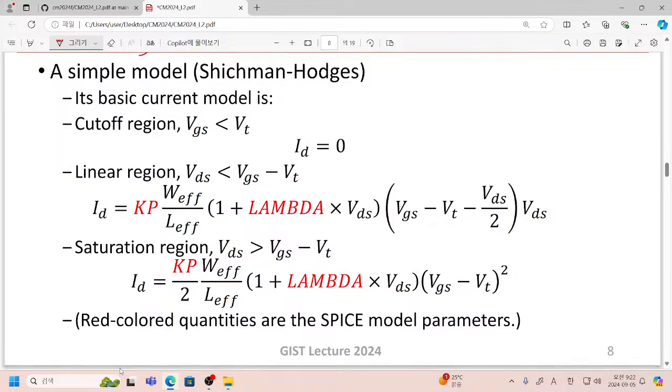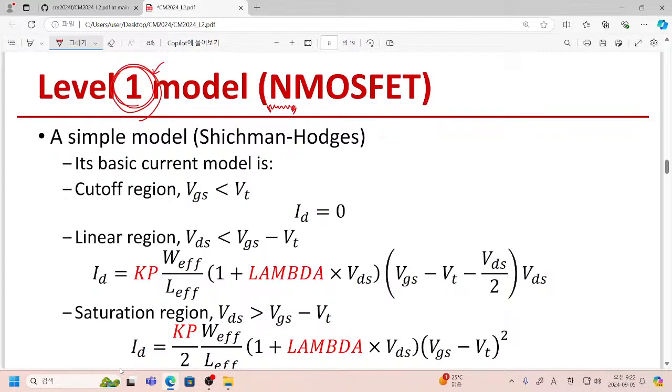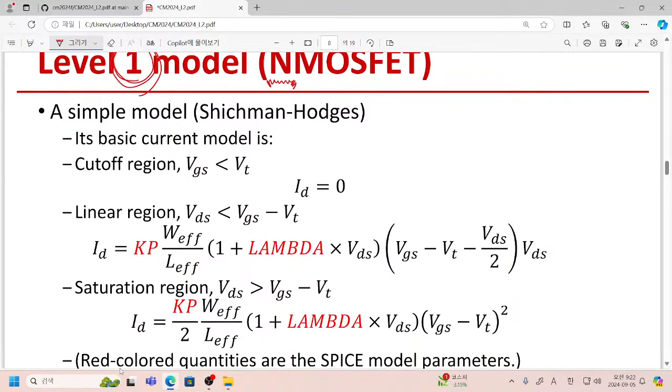So let me briefly show the different operational regions here. Yes, in this case we have introduced 3 different regions. One is the cutoff region. It means that no current is conducting, so the drain current is equal to 0.